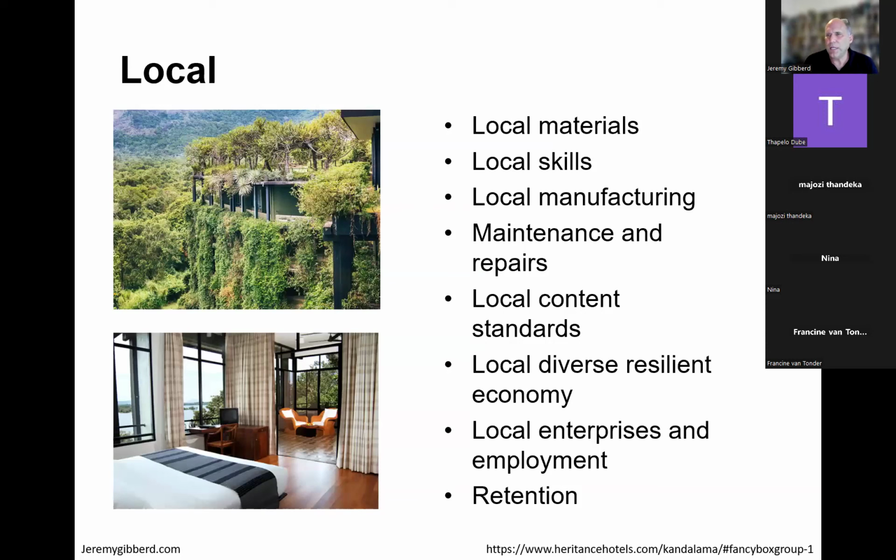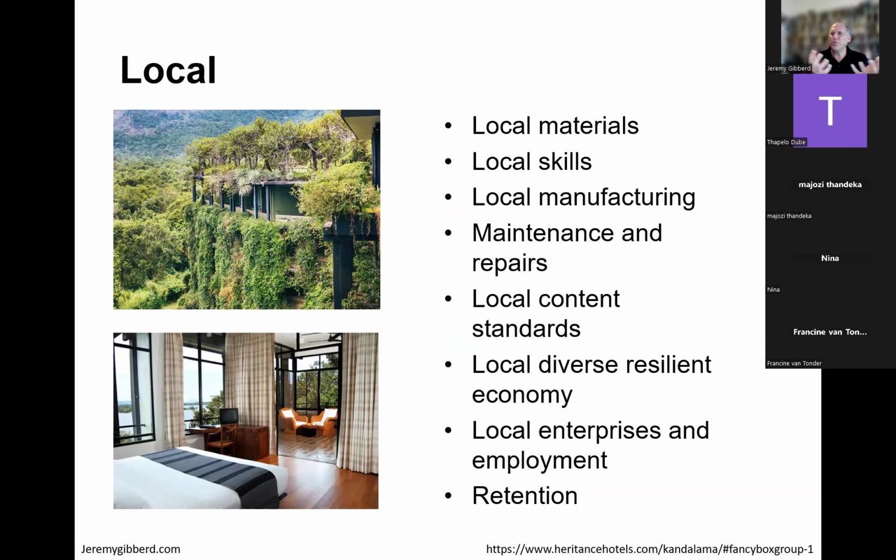The idea of locality is very important. When we think about sustainability, we need to make sure that we have the local systems working, the local environment working, the local economy working. So we need to understand local materials, skills, manufacturing, and who's going to maintain your buildings and look after them so that they work very efficiently and don't decay or become derelict over time.